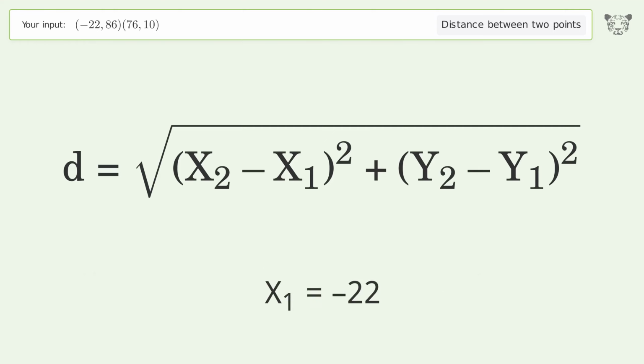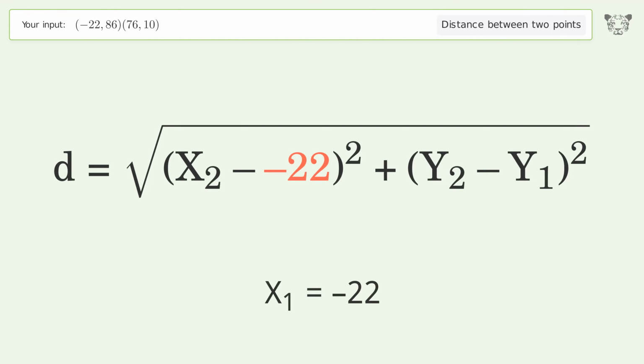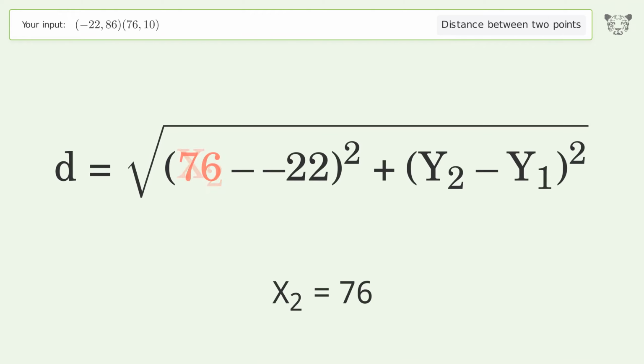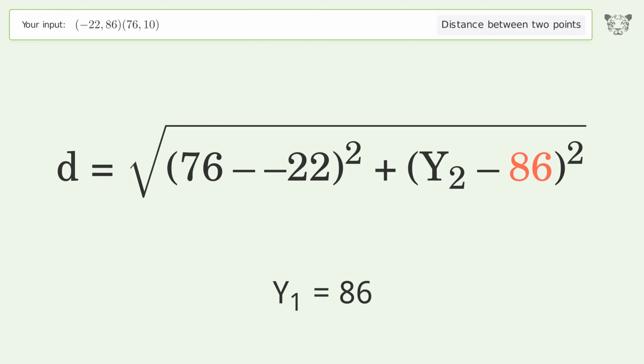x1 equals negative 22. x2 equals 76. y1 equals 86. y2 equals 10.